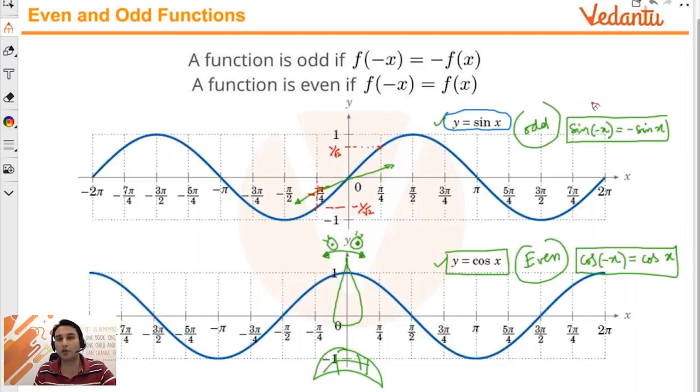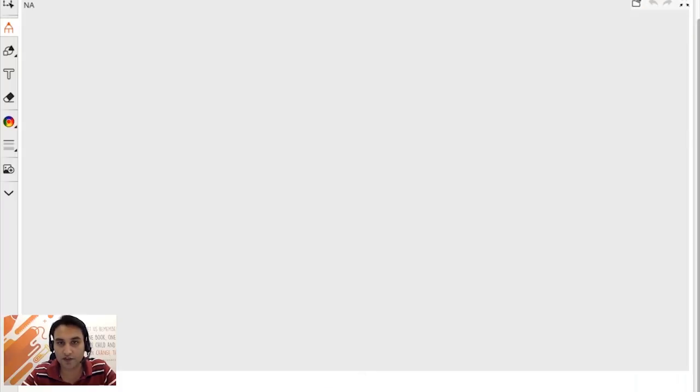So this is the property of odd, right? And this is the property of even. Got it? So sine is odd, cos is even. Okay, cool. Chalo, let's move ahead. So these are the fundamentals of the sine graph, cosine graph.